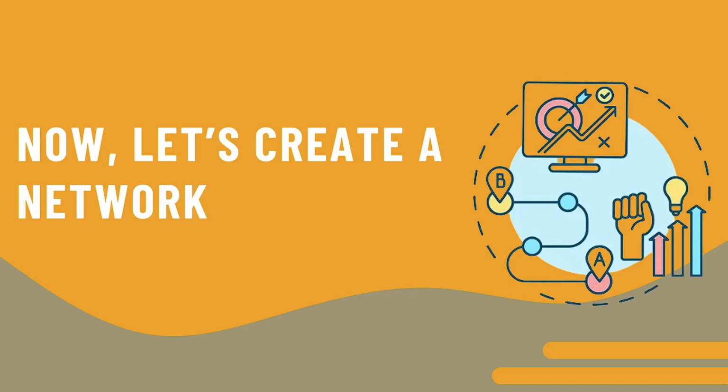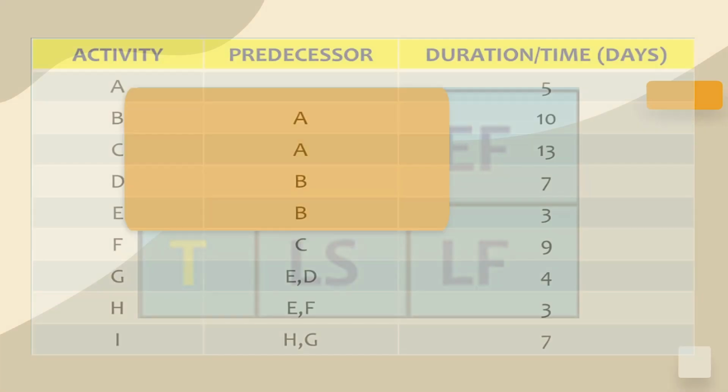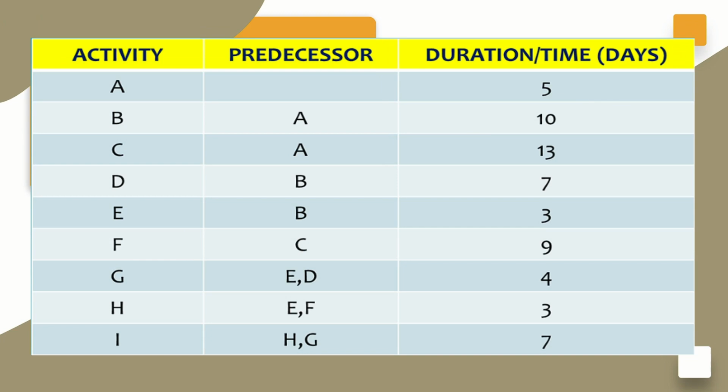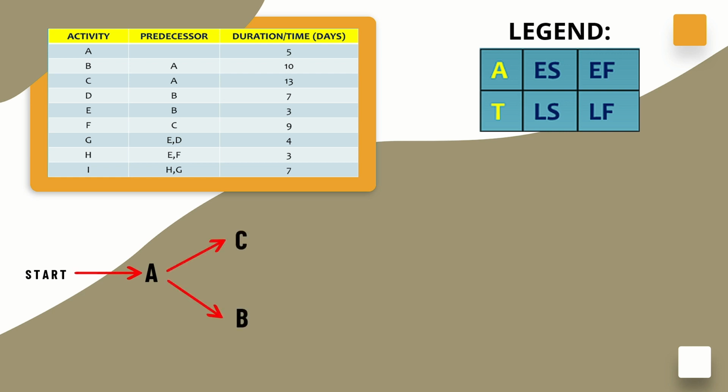Now, let's create a network diagram for a given data. This is the activity given data and the legend we are using for computing the network diagram. Activity A can begin at the start, as it has no predecessors. Activities B and C need activity A to be completed before they can start.